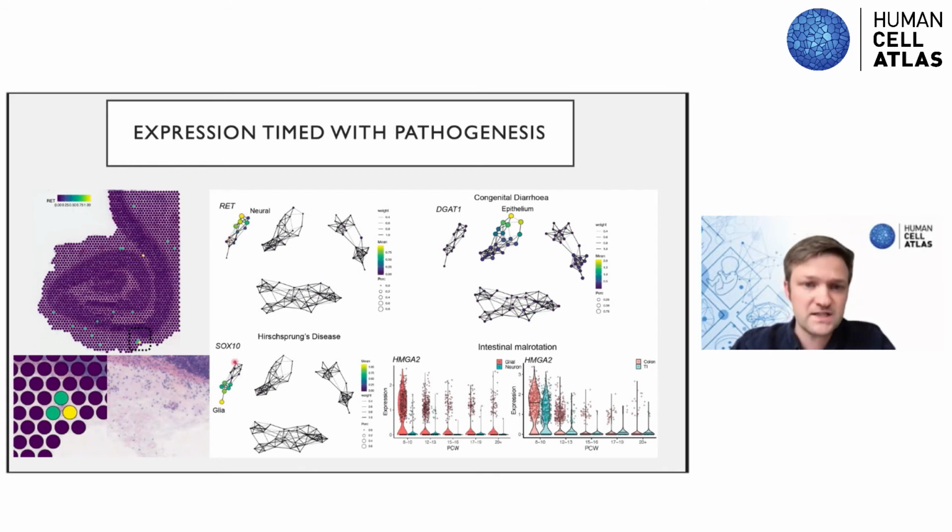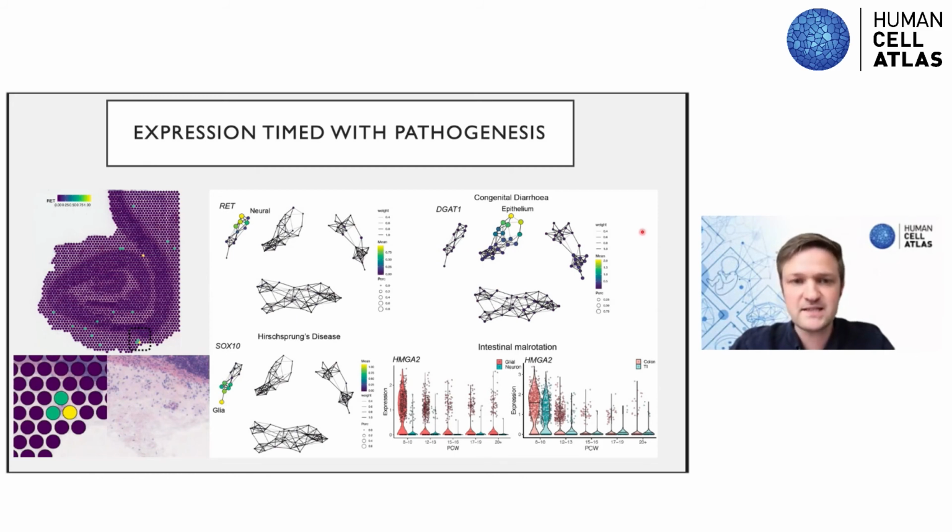This differed to SOX10, another Hirschsprung disease gene that was expressed in glial cells, most highly, in fact, in a cell type that we annotated as lymphoid-associated glial due to its interactions with Peyer's patches, something which could have implications for Hirschsprung's disease. We could also see another example of an exceedingly rare DGAT1 deficiency that leads to severe malabsorption as seen in proximal enterocytes.